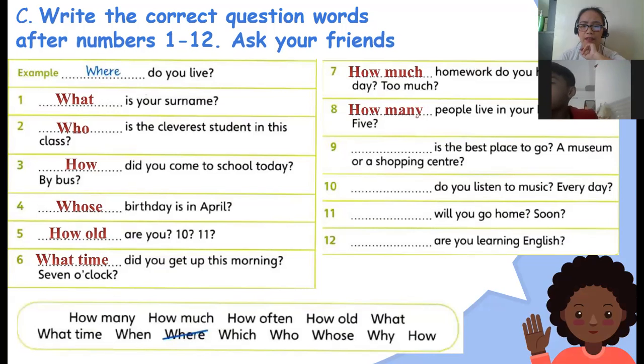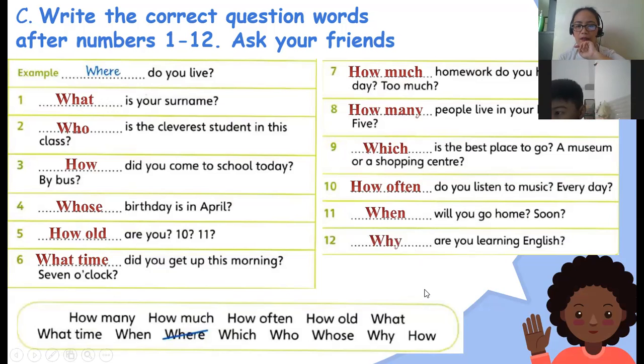What is the best place to go, a museum or a submission? Which, baby, not what, which? Which? Number 10. How often do you listen to music? Okay, number 11. What will you go? When will you go home soon? Next. Why are you learning English?